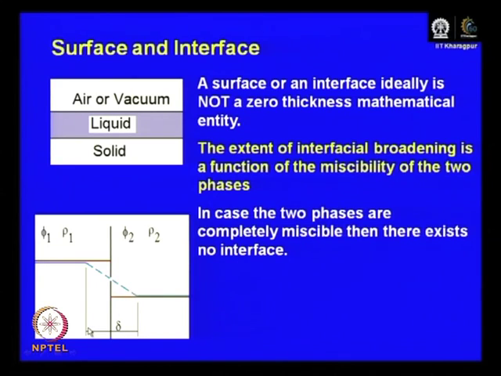the interfacial broadening. Now, the simplest thing to understand is that the lower the miscibility of the two phases in contact with each other, the lower will be the interfacial broadening. If the two phases are completely miscible, sugar in water for example, then there exists no interface, or in other words it is infinitely broadened.